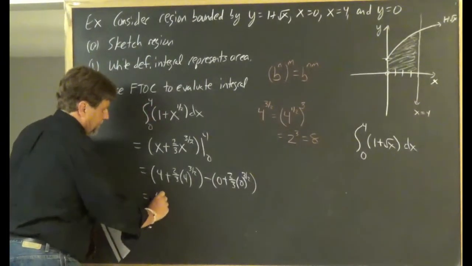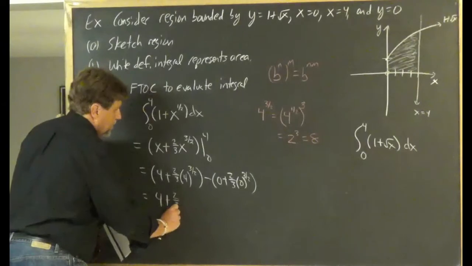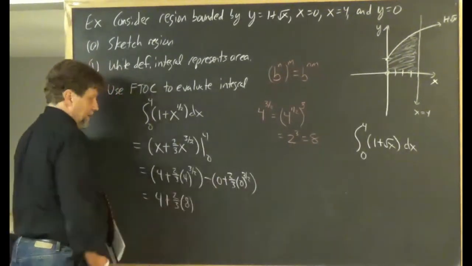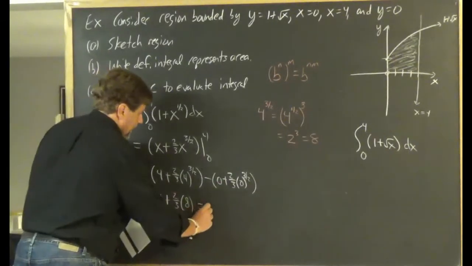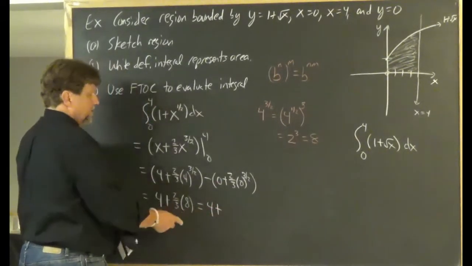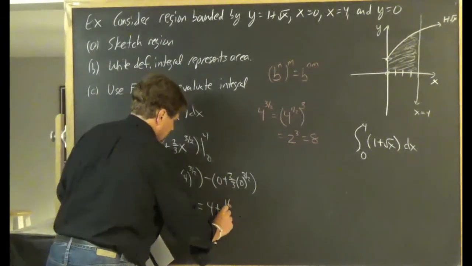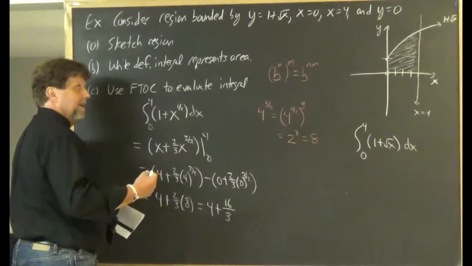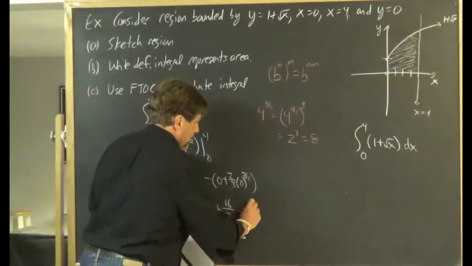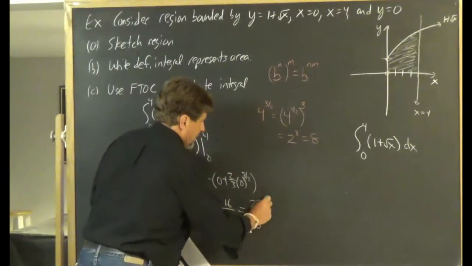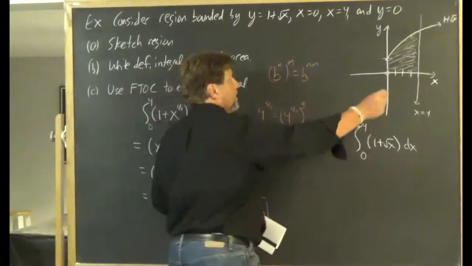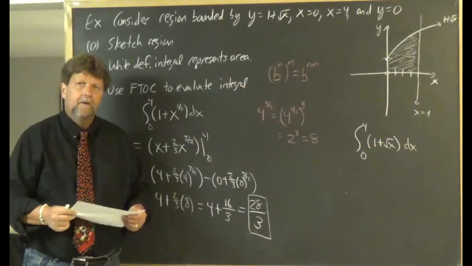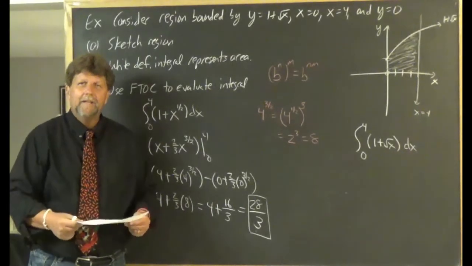So we have a 4 plus 2/3 times 8, and all of that's 0, so minus 0. So that's a 4 plus, okay, 2/3 times 8, that's 16/3. 4 plus 16/3, get a common denominator, I get 28/3. So 28/3, that's the area of that region. So, hey, let's head back to the slides.